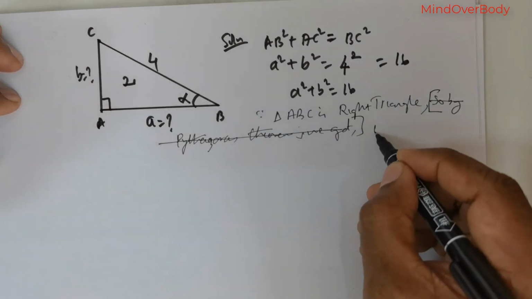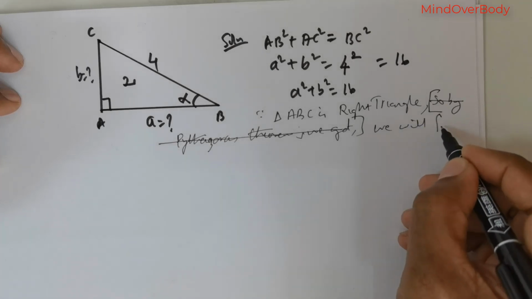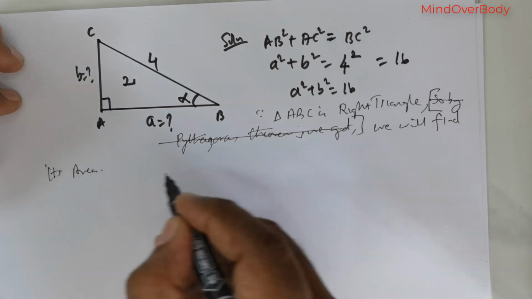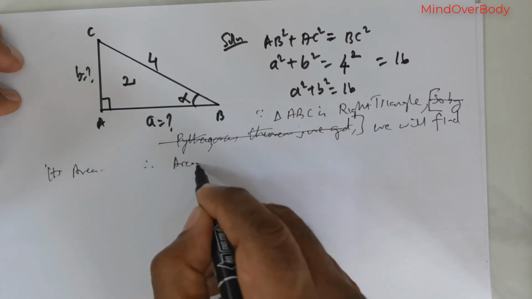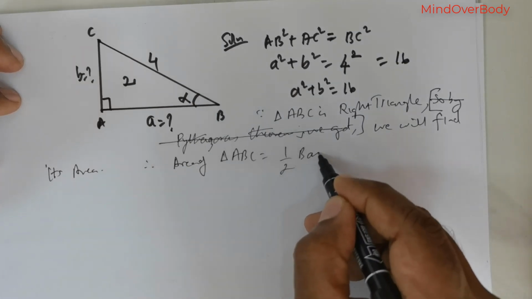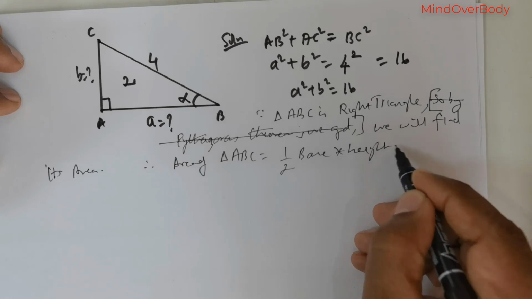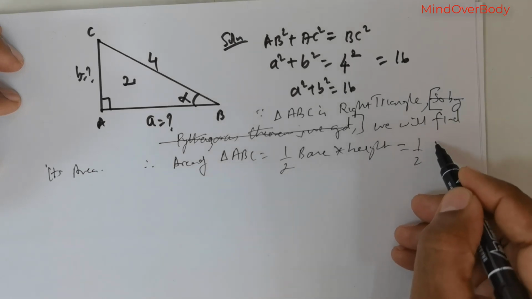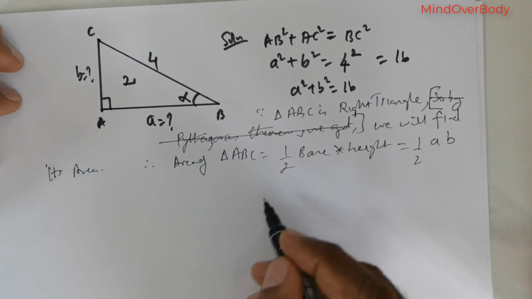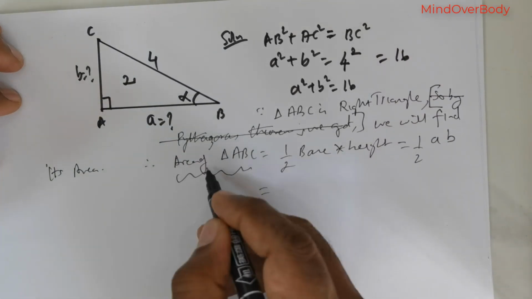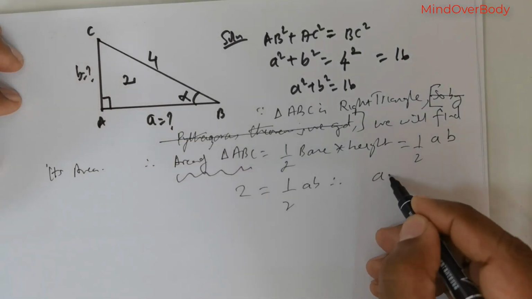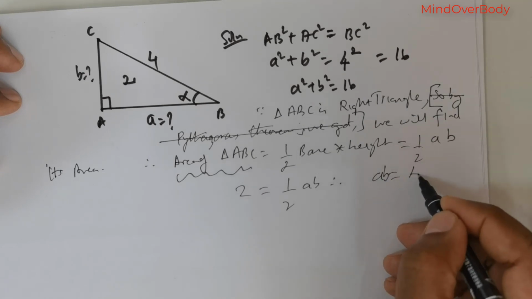So we will find its area. Therefore, the area of triangle ABC is equal to half times base times height, which is equal to half times, my base is A units, my height is B units. So the area of triangle ABC is going to be 2 units. So 2 units is equal to half times AB. Therefore, A times B is equal to 4 units.